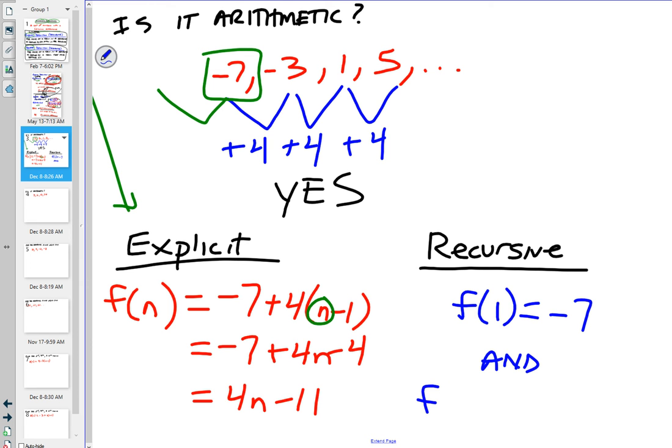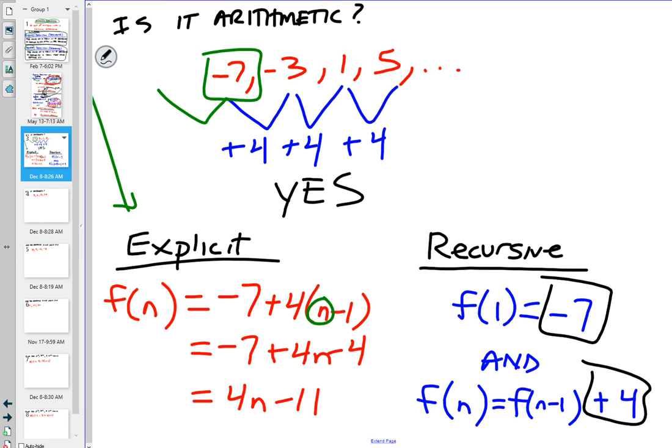And then there's that common terminology. f of n is equal to f at n minus 1. And then what's the common difference? +4. You don't distribute there, you don't remove the parentheses, you don't solve for n. It's just a way of writing it. So that if they gave you a sequence in any of these forms, you would know where to find the common difference and the initial amount. You just got to know where to locate them.